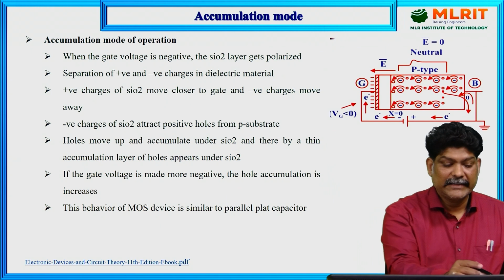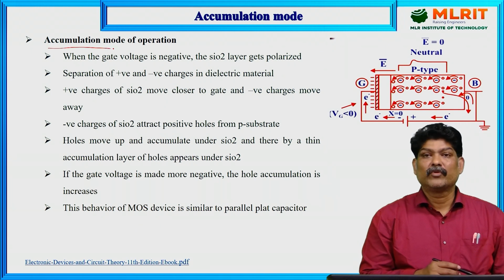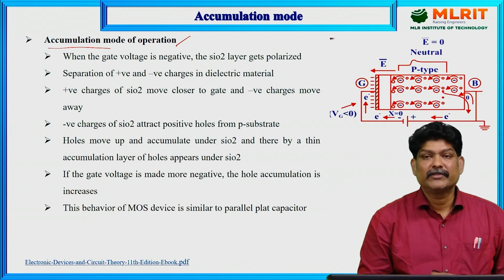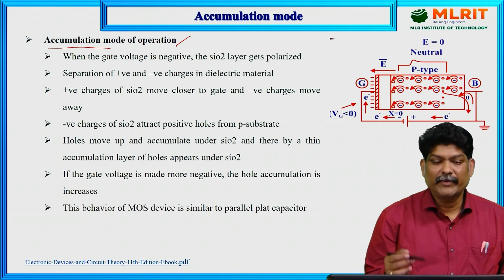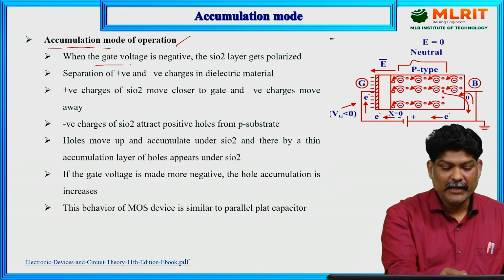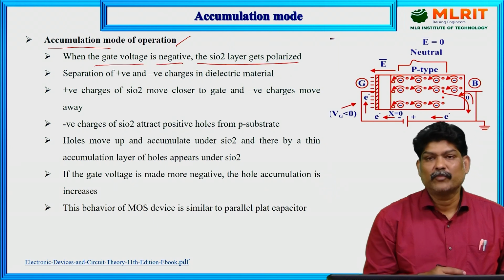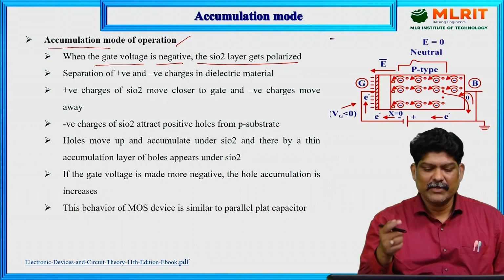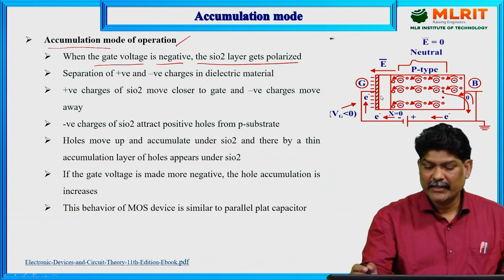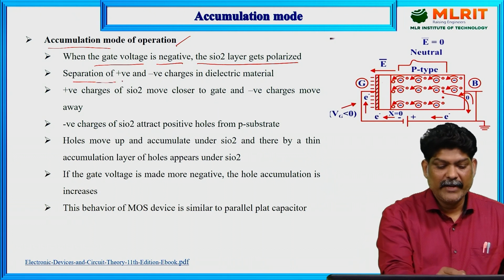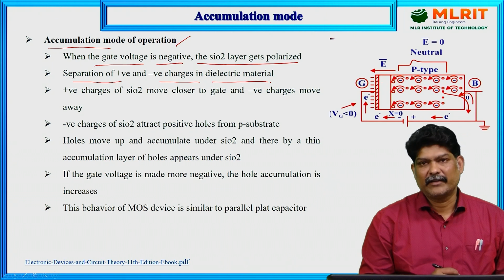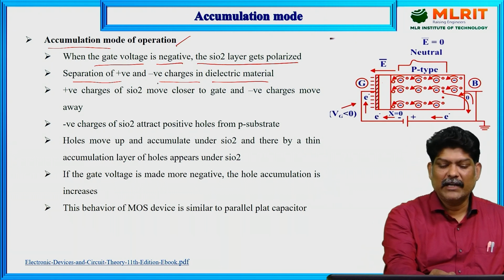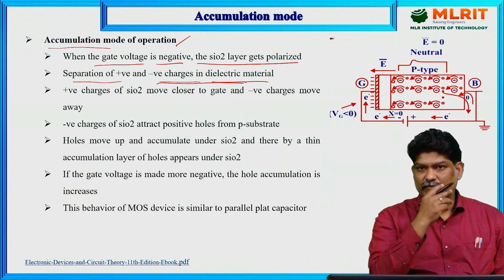Now coming to the second mode, accumulation mode of operation. The MOS capacitor is operated in accumulation mode here, which means we are giving some voltage. When gate voltage is negative, the SiO2 layer gets polarized. Polarization means the charge particles change, positive to negative, negative to positive. So the oxide layer gets polarized. What do you mean by polarization? Separation of positive and negative charges in the dielectric material is nothing but polarization.